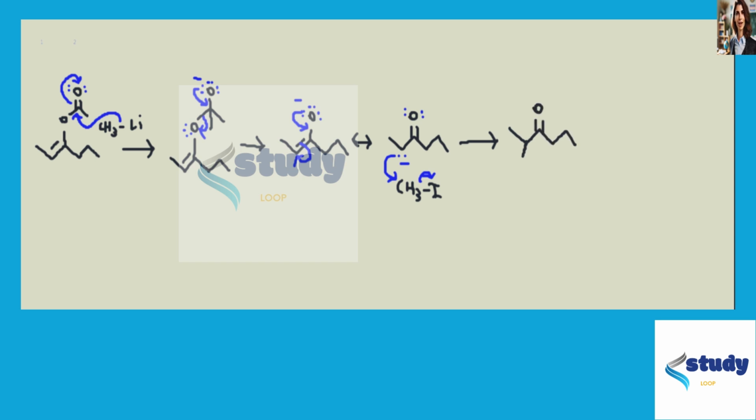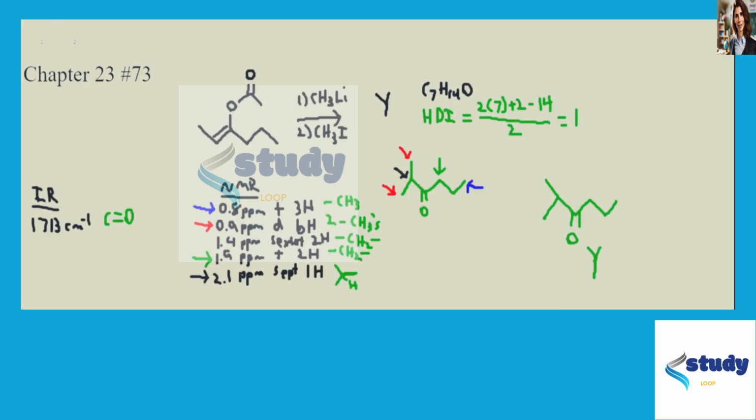And so here it is again. I guess I drew it upside down from the way that I drew it on the previous page, but that's fine. So this is product Y, and there's the stepwise mechanism by which we get to it. Okay, and then here again on the first page is the spectral information and the way that we piece together Y's structure. And that is the answer to chapter 23, problem number 73.